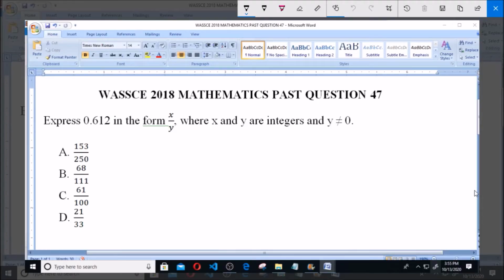I'll be answering WASSCE 2018 Mathematics Past Question 47. Express 0.612 in the form x over y, where x and y are integers and y is not equal to 0. Now we have to express this in the form of a fraction. Converting from decimal to fraction, 0.612 is already noted as 0.612 all over 1.